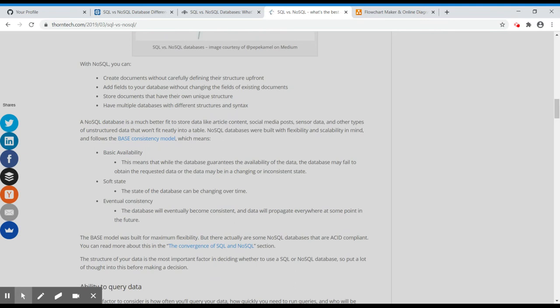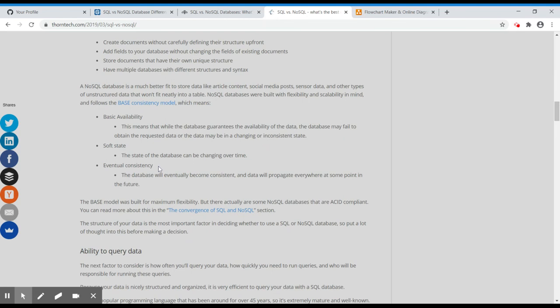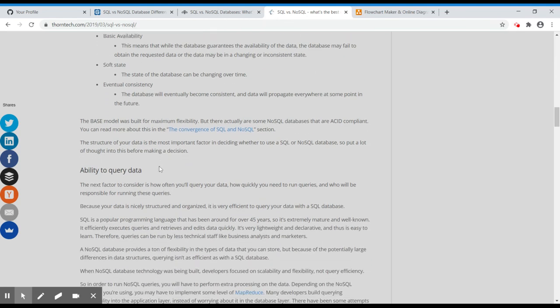BASE is for NoSQL databases, and it just means basic availability, which means that the data will be available, but it's changing and inconsistent. It's soft state, which means that the database changes over time, and eventually it will be consistent because the data will propagate everywhere.